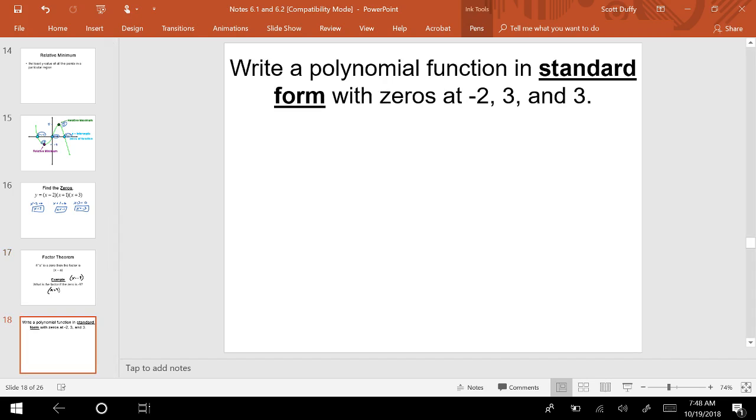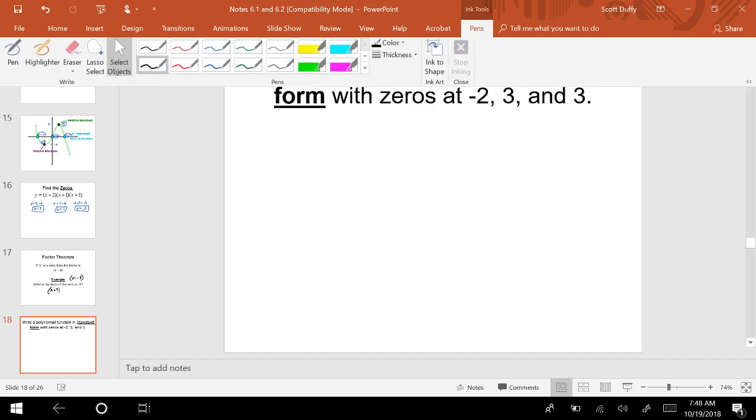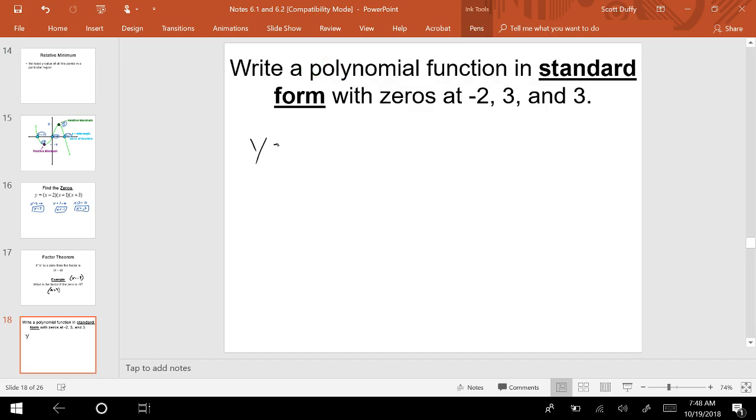Write a polynomial function in standard form with zeros at -2, 3, and 3. So first of all, we know it's going to be a y equals function. The first factor would be x minus our first number, -2, which is the same thing as x plus 2. Our second factor would be x minus our next number, which is 3. And our third factor would be x minus our third number, 3.